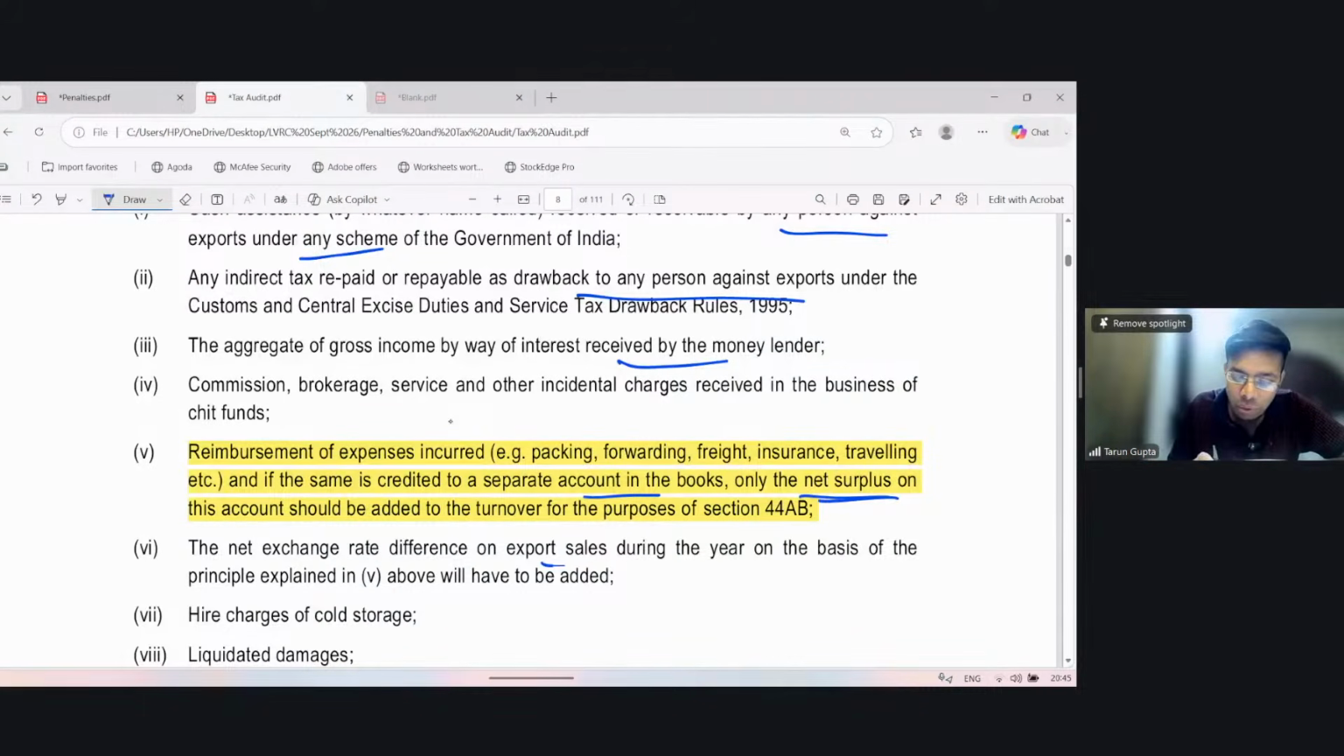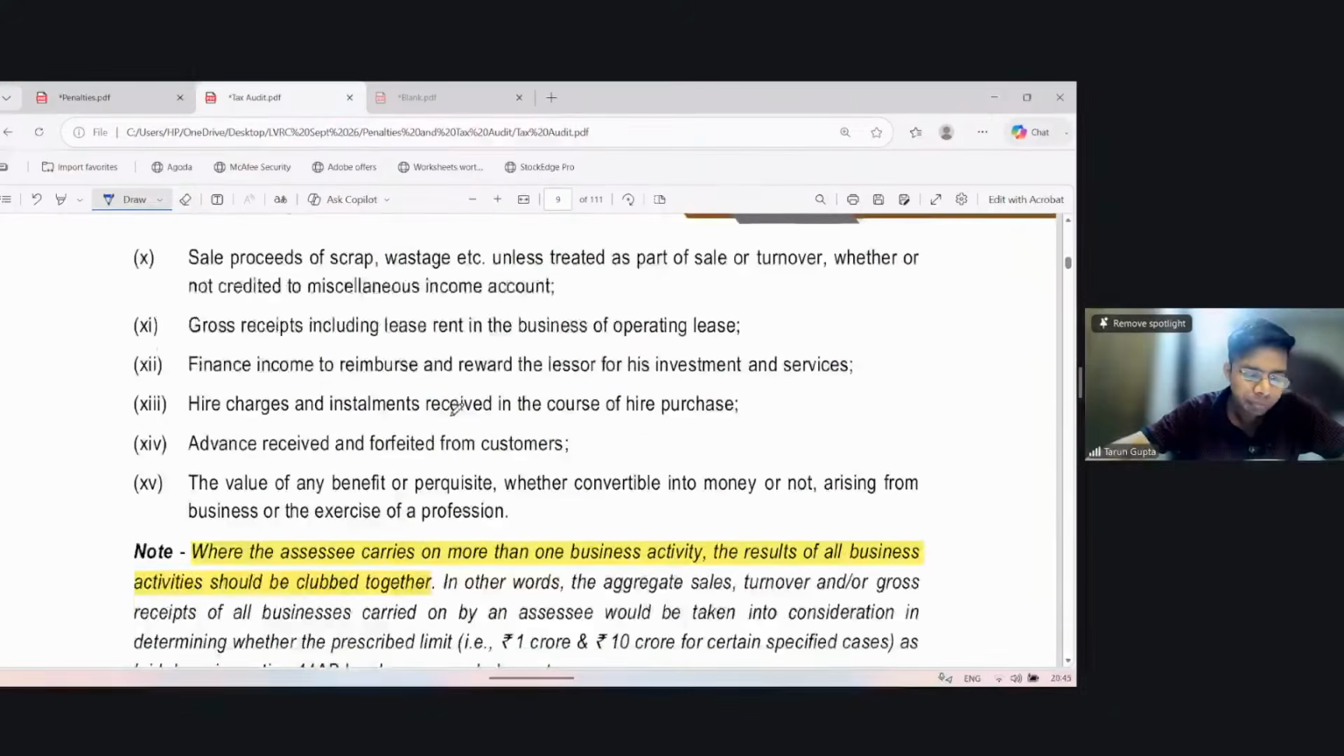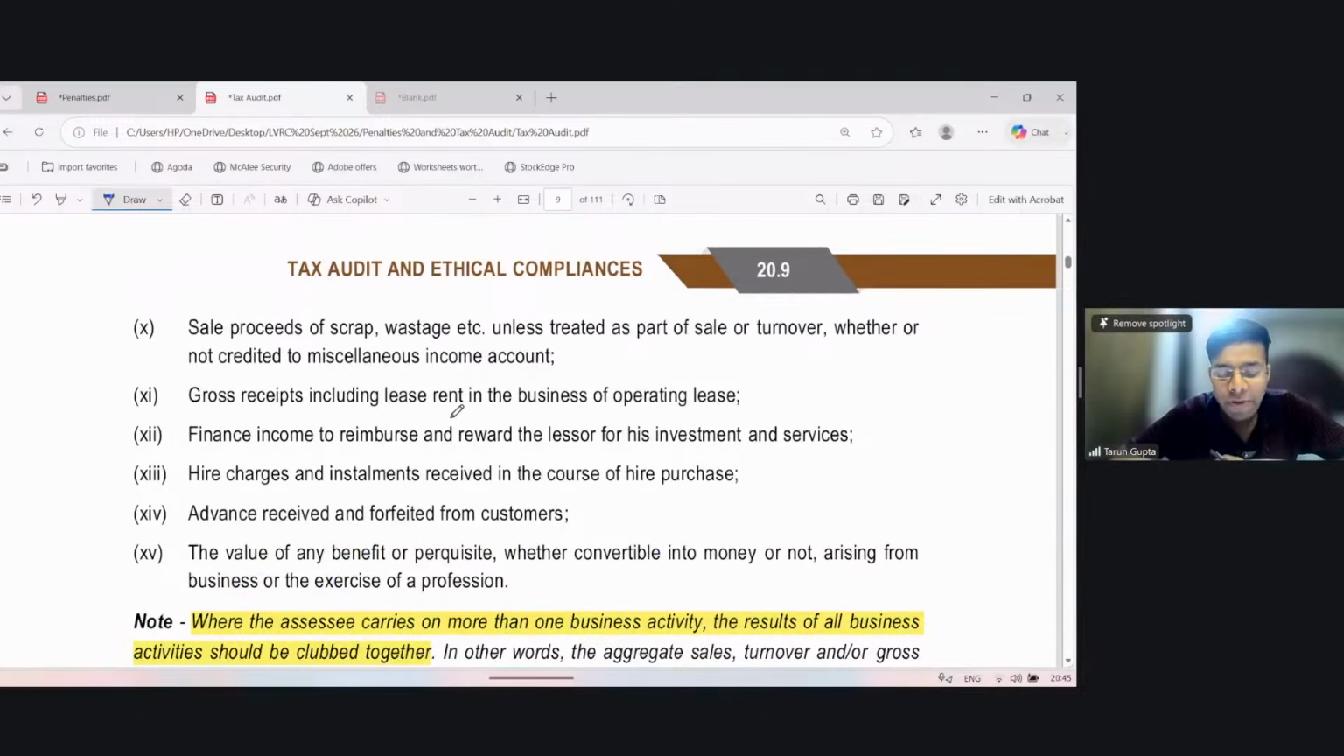Net exchange rate difference on export sale during the year, on the basis of the principle explained above, will have to be added. Hire charges of cold storage, so these are the income from them. Liquidated damages, insurance claim except for fixed assets. So insurance claim for stock in trade is part of your turnover. Sale proceeds of scrap, waste, etc., unless it is part of sale or turnover, whether or not credited in the miscellaneous income account. Gross receipt includes lease rent in the business of operating lease.